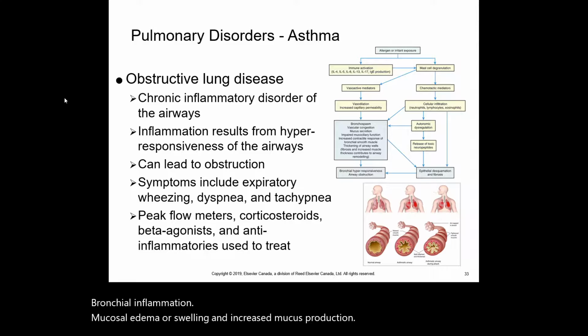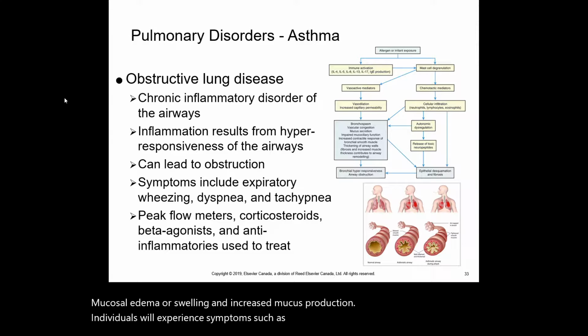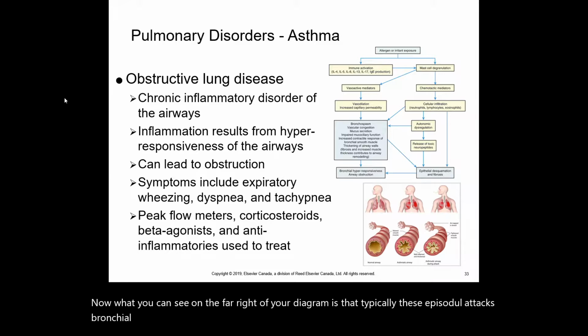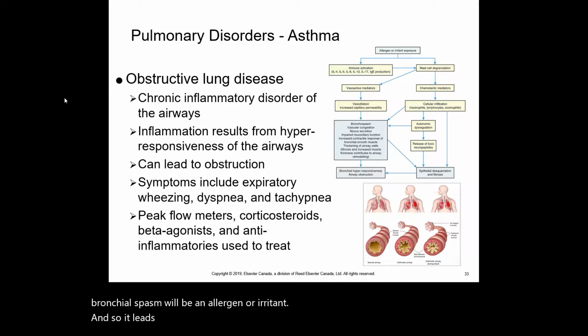Individuals will experience symptoms such as wheezing, dyspnea, which is also referred to as shortness of breath, or tachypnea, which is the increased rate. Now, what you can see on the far right of your diagram is that typically these episodic attacks of bronchial spasm will be triggered by an allergen or irritant. And so it leads to an immune response with the activation of several interleukins, as well as immunoglobulin E production, as I've highlighted previously.